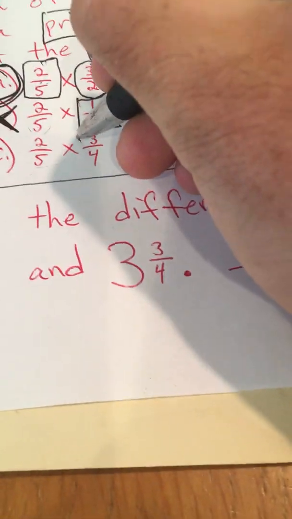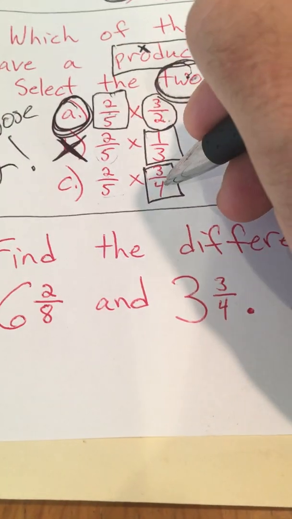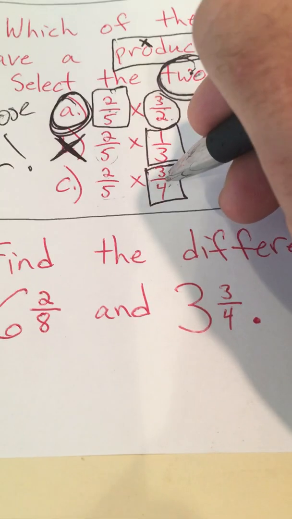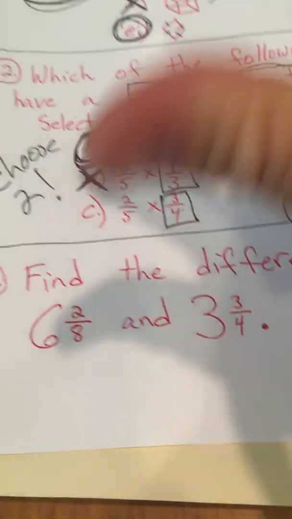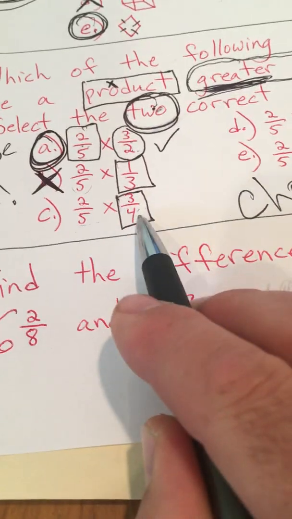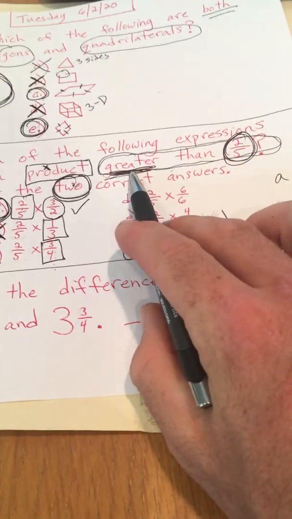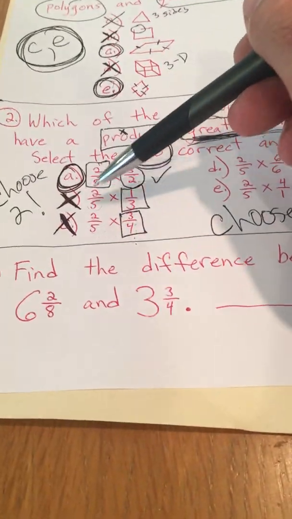Now we'll go to C. 2/5 times 3/4. Again, 3/4 is less than 1. So if we're multiplying this fraction times another fraction that's less than 1, it's going to make the original fraction smaller. So 2/5 times 1 would be 2/5. So 2/5 times less than 1 is going to be less than 2/5, not greater than 2/5. It's got to be greater than 2/5. So far we found just A.